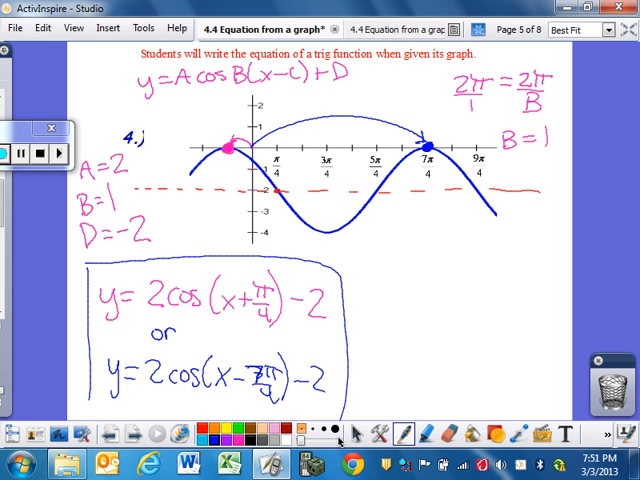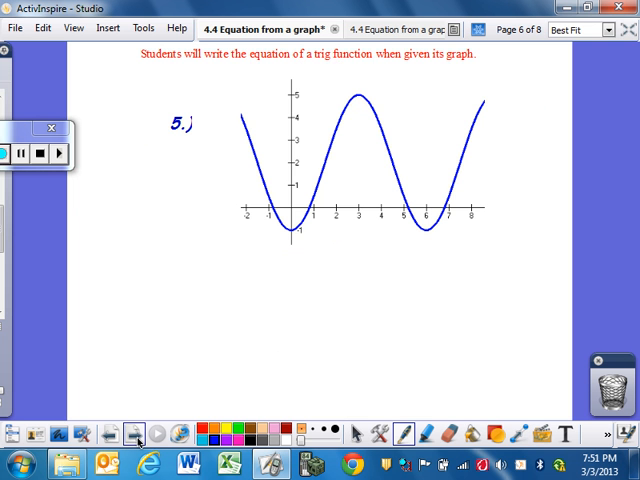And yes, you could do sine. Yes, you could do negative cosine if you wanted to flip the thing. There's literally so many different ways that you could go about doing it. Okay? So now on this one, once again, it looks like sine or cosine. I don't know which one I really want to do yet.